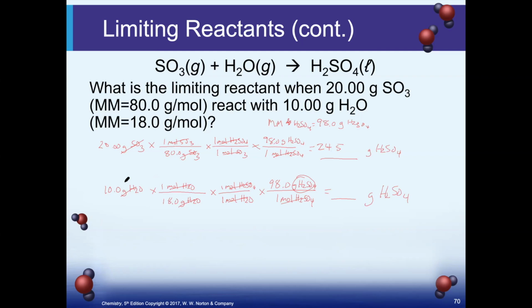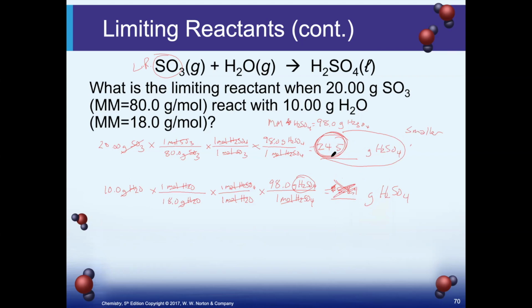So 10 times 98, divide that by 18. If I did the calculation correctly, that's 54.4 grams of H2SO4. So this is the smaller one, or rather, 24.5 is the smaller one. And so the key is the SO3 is my limiting reactant. And this is also the maximum amount, the actual theoretical yield. There's no way I can get to 54.4 because I'm going to run out of my SO3 first.